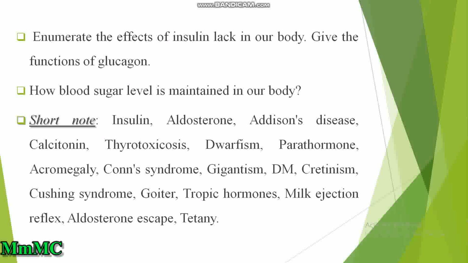Now, write short notes on insulin, aldosterone, Addison's disease, calcitonin, thyrotoxicosis, dwarfism, parathormone, acromegaly, Conn's disease, gigantism, diabetes mellitus, cretinism, Cushing syndrome, goiter, trophic hormones, milk ejection reflex, aldosterone escape, and tetany.